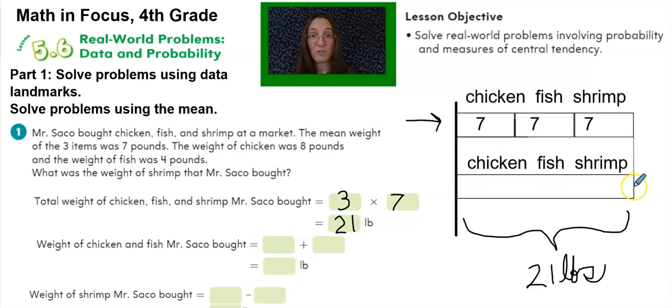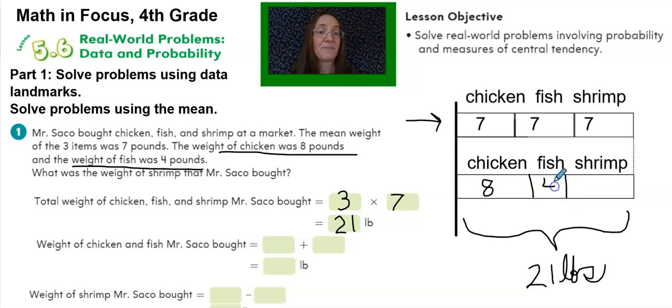Now that I know the total is 21, I need to reread the problem to find out how much actual chicken and fish were bought. Well, we read over here that the weight of the chicken was 8 pounds, so it's a little more than it was in the average. I'll put 8 here for chicken. And we find that the weight of the fish was 4 pounds. A lot less. So, if I add these two together and then take it away from 21, will I find out how much shrimp we have? Let's see.